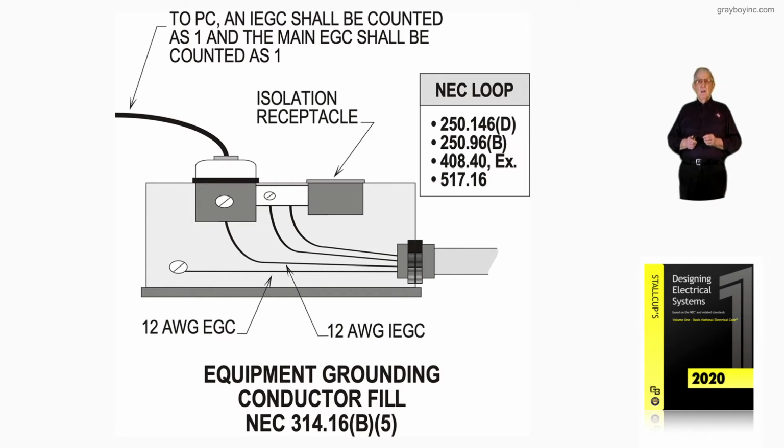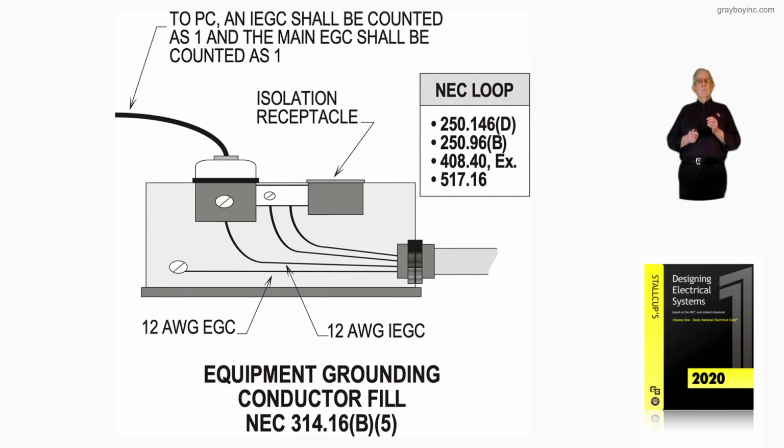Now, 250.146(D) used to say this: isolation ground, along with 314.16(B)(5), counted as one. But with the revisions that have taken place in 314.16(B), we know then the isolation ground and equipment ground just count as one that you would have there.